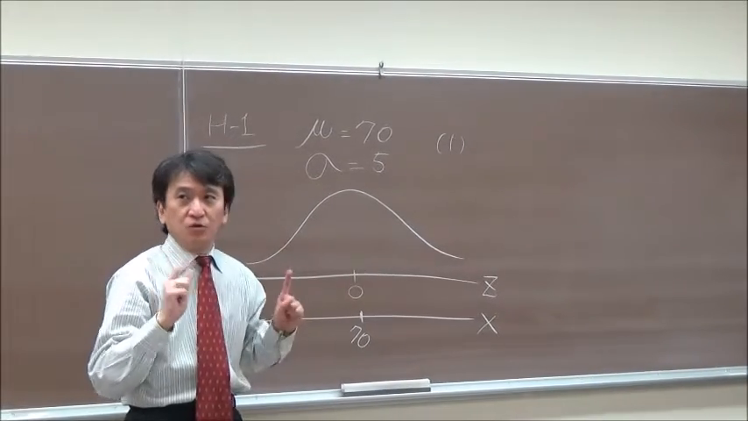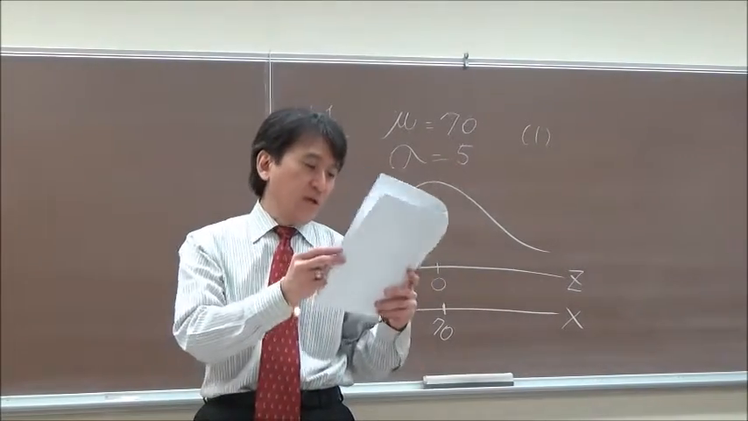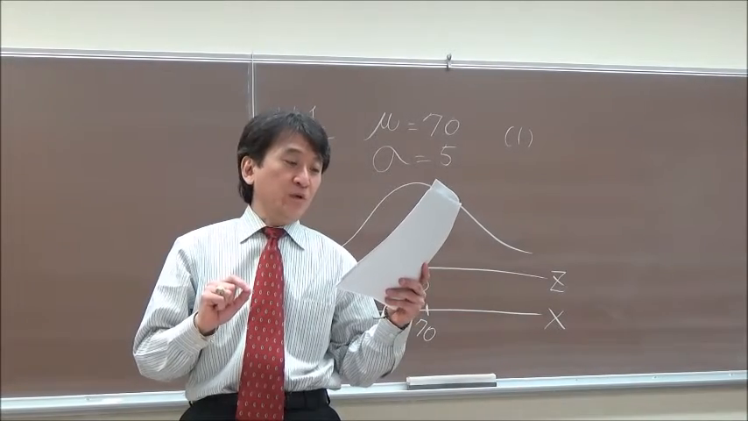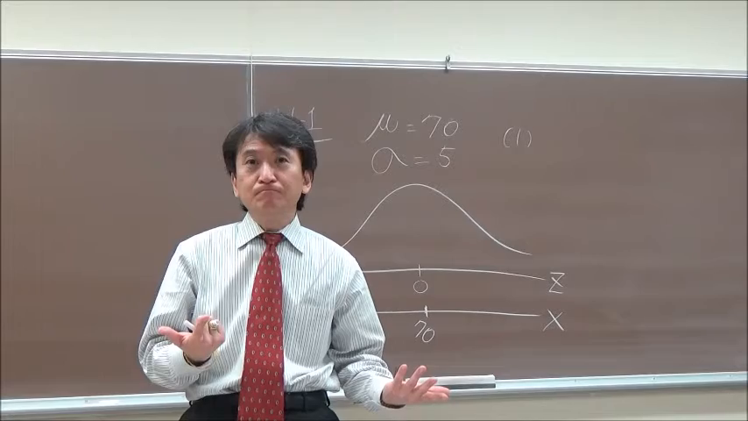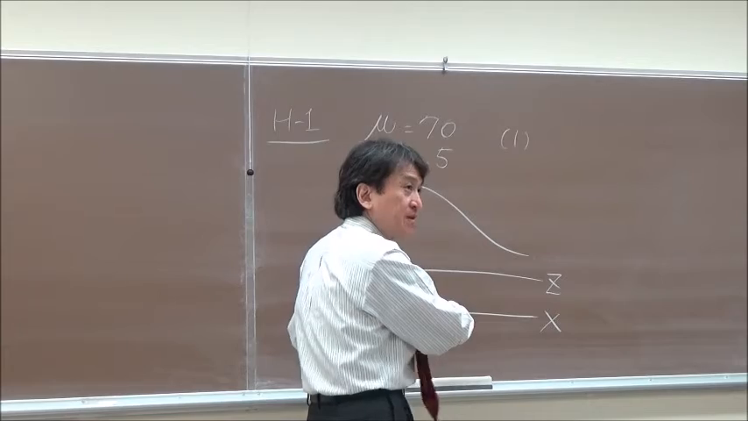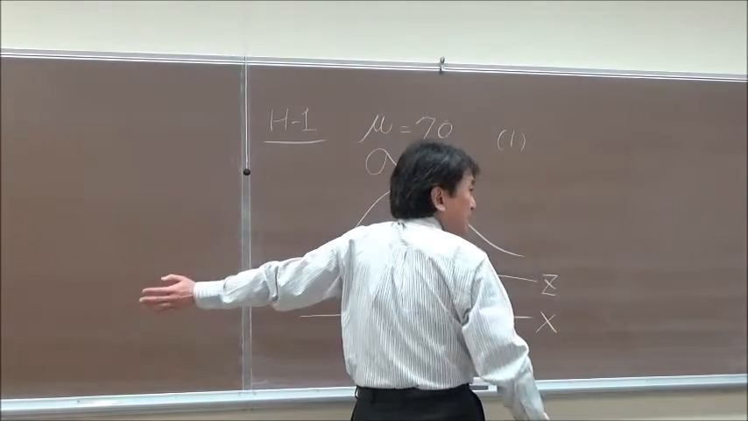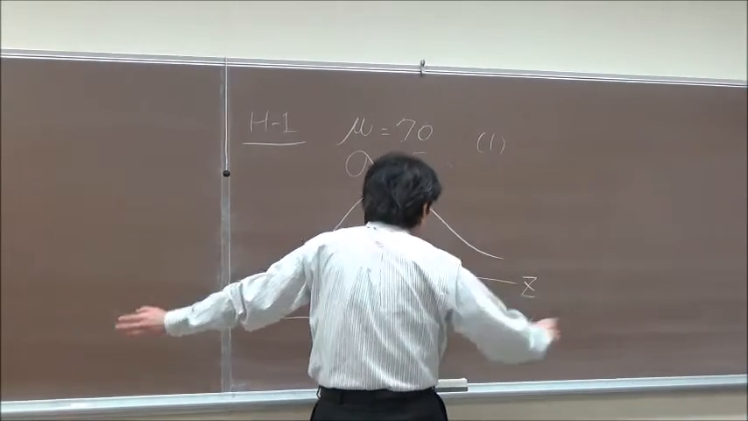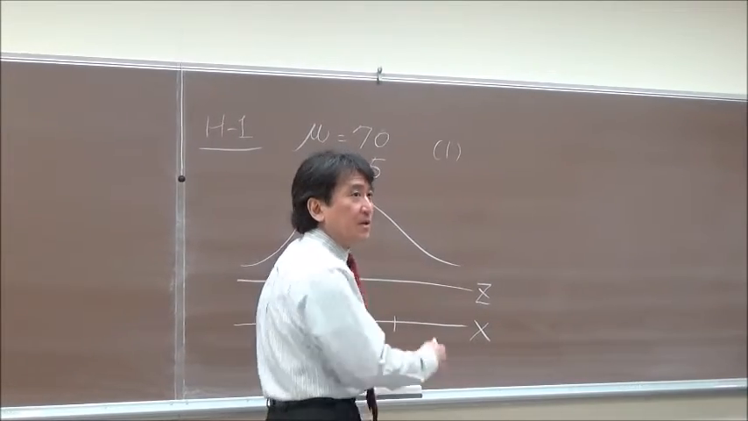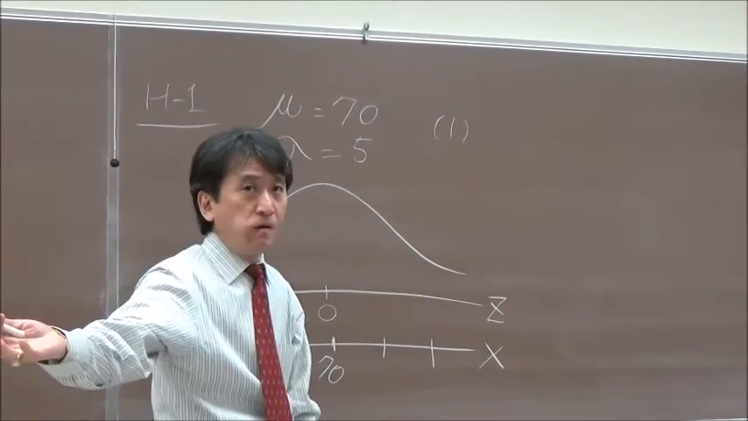This is the first thing you have to do. And then look at the question. We want to find a probability between 75 and 80. Given that the mean is 70, is 75 on the right hand side or left hand side? Right, exactly. What about 80? Right or left? Exactly. Right?